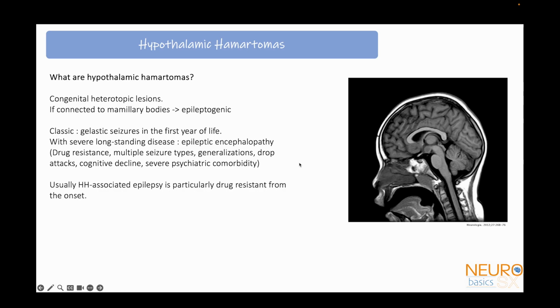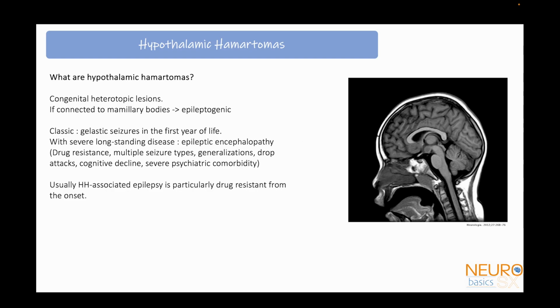Okay. Now, the thing is, because these start quite early, in a still developing brain, there can be a large amount of complications which develop because of these seizures. So, with severe long-standing disease, they quite early on develop epileptic encephalopathy. The epilepsy becomes drug resistant. They develop multiple seizure types. They easily generalize. They develop drop attacks, have cognitive decline, and severe psychiatric problems.